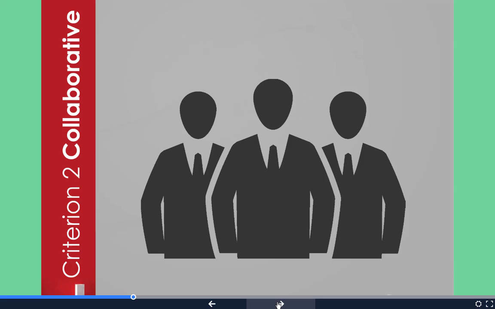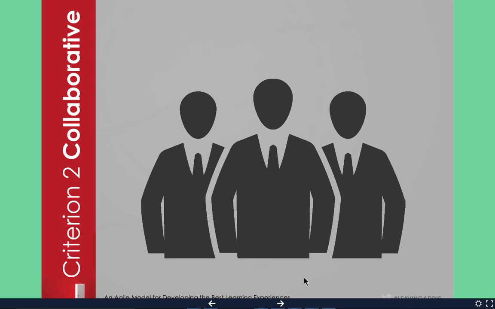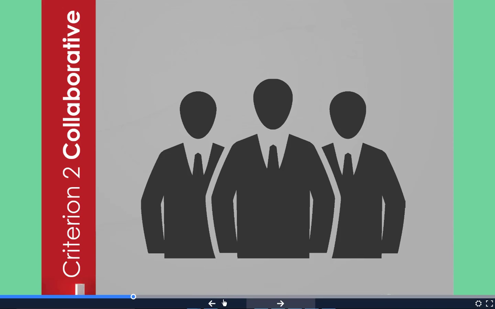That second criterion is, in fact, that this has got to be collaborative. SAM is collaborative. You may be an independent instructional designer. However, you will be collaborating with someone. There is some sort of teamwork involved with this, whether it's subject matter experts, another instructional designer, or a team of instructional designers. It is a collaborative model.